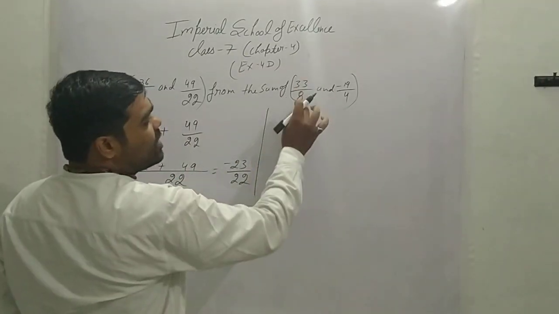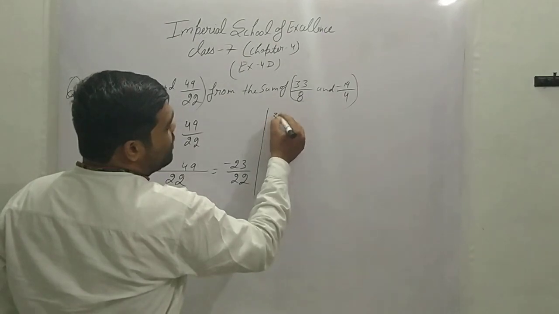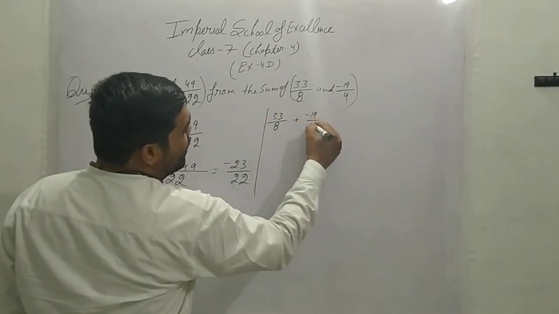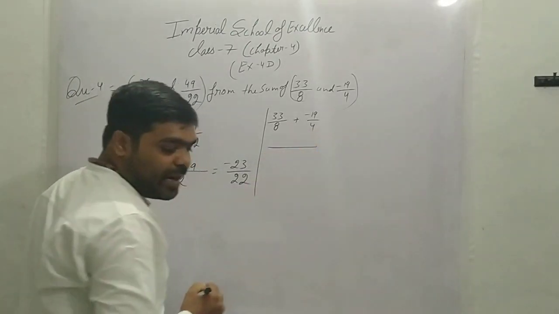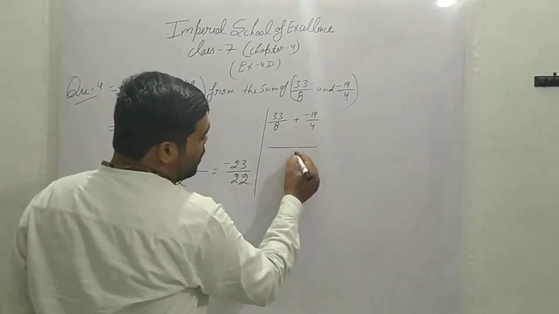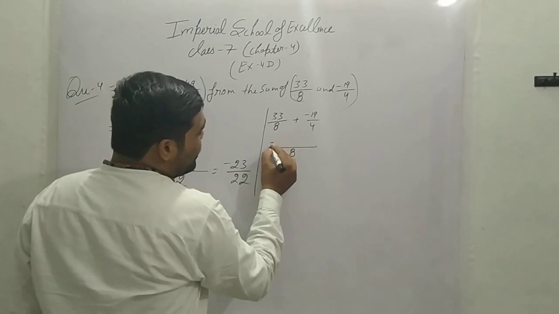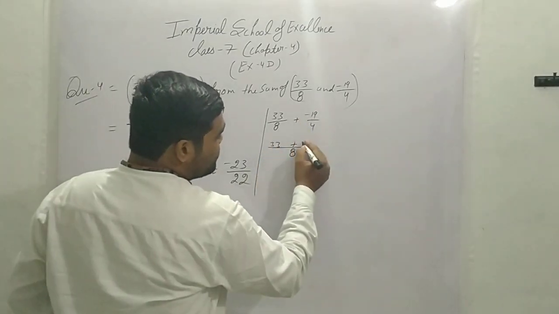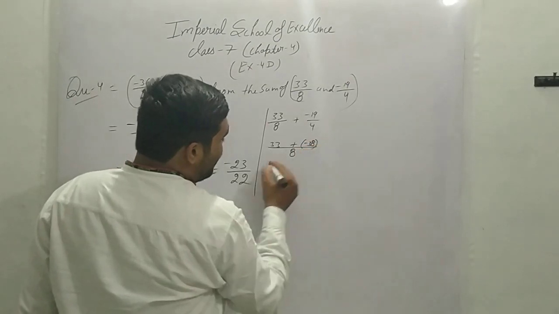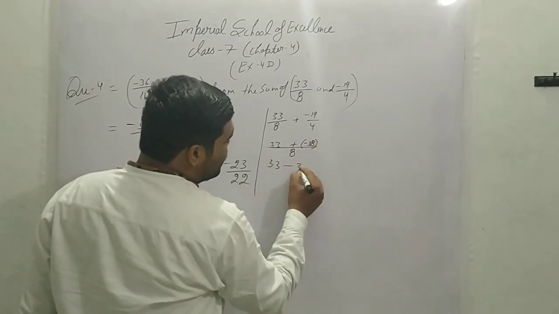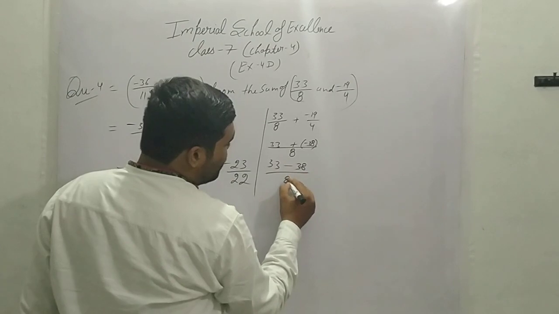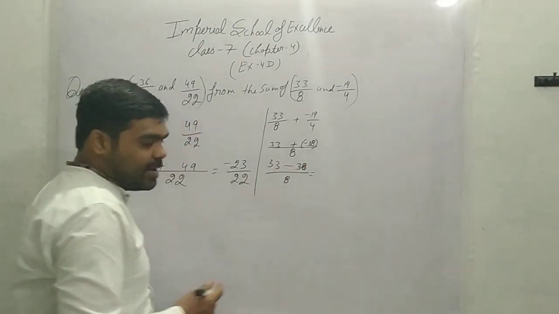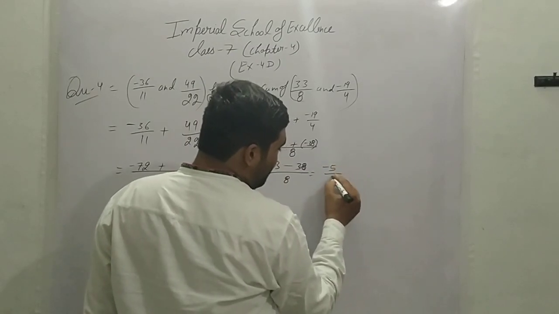Now 33 upon 8 and minus 19 upon 4. Same you have to do. 33 upon 8 plus minus 19 upon 4. Take the LCM of 8 and 4. LCM of 8 and 4 will be 8. Here 33 plus, 19 twos are 38, minus 38. After that 33 minus 38 upon 8. When you do 33 and 38, it would be your minus 5 upon 8.